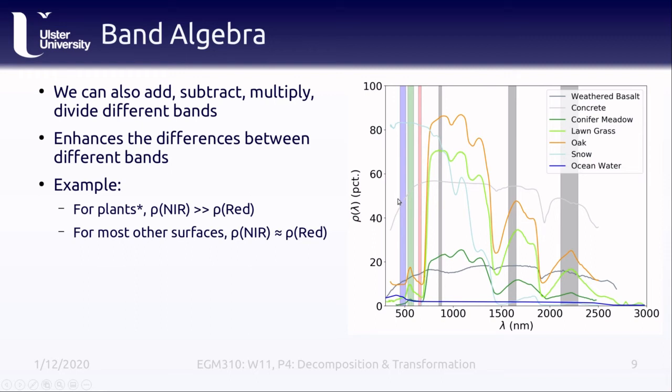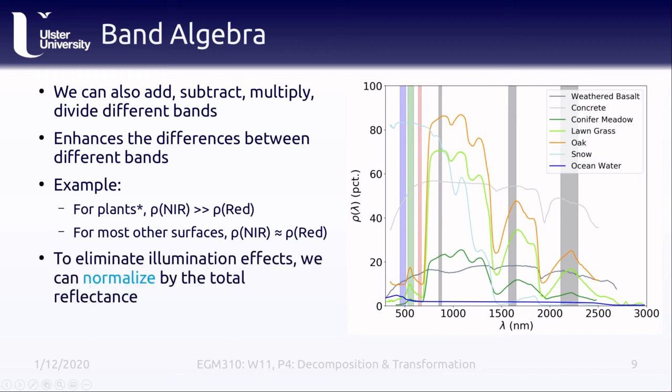For concrete, it's perhaps a slight increase. For snow, it's a very clear decrease. So if we were to look at the difference between the near infrared and red bands, we might expect that vegetation will have strongly positive values, while most of the other surfaces will have slightly positive values or even negative values. But the details might change depending on the illumination in the scene.